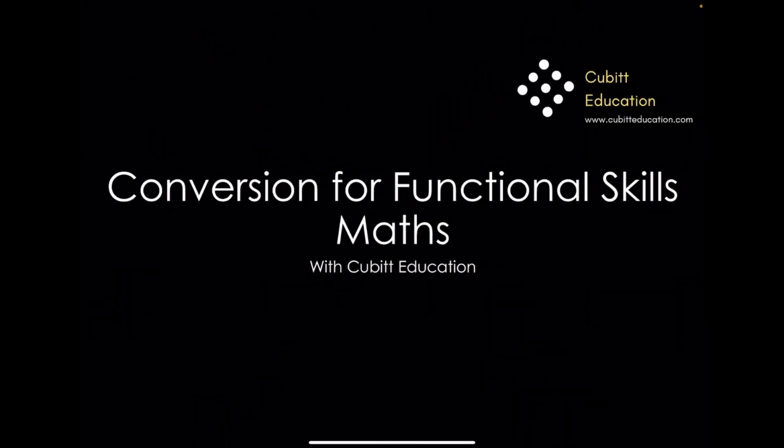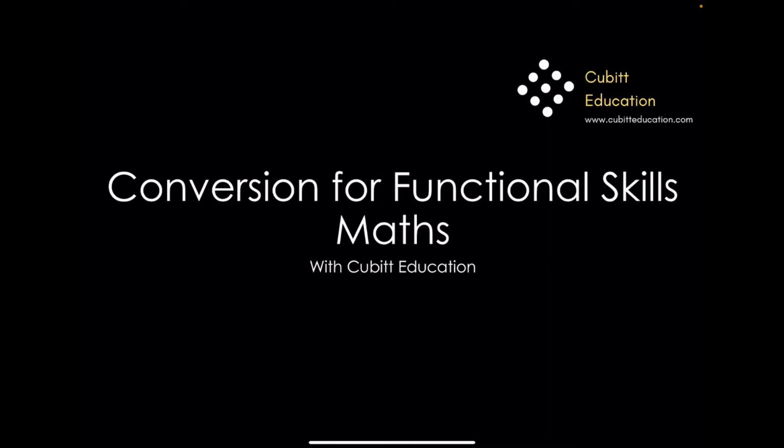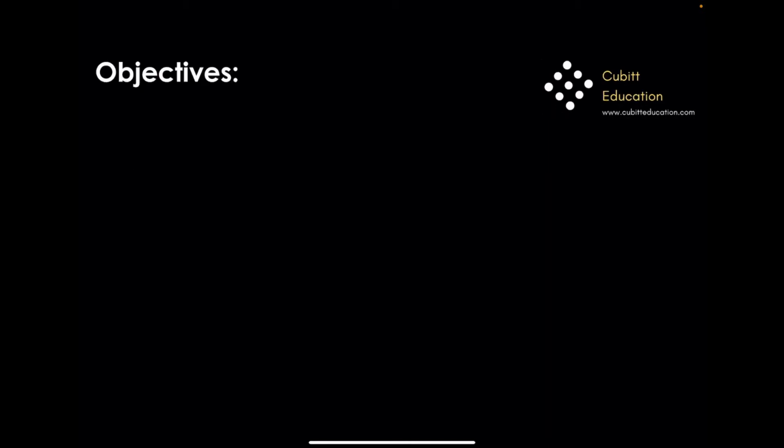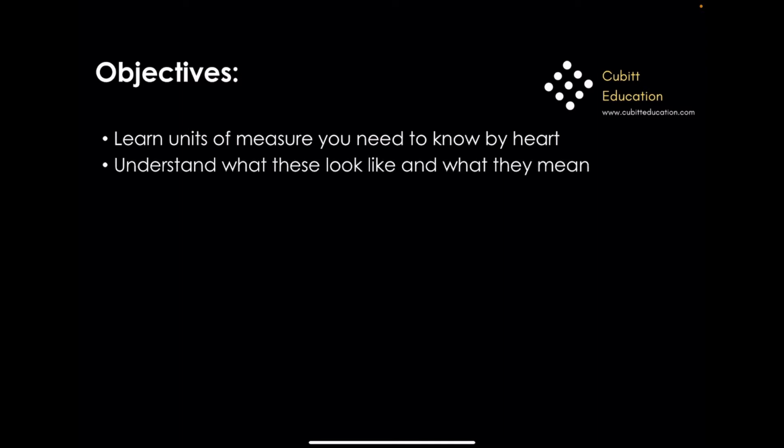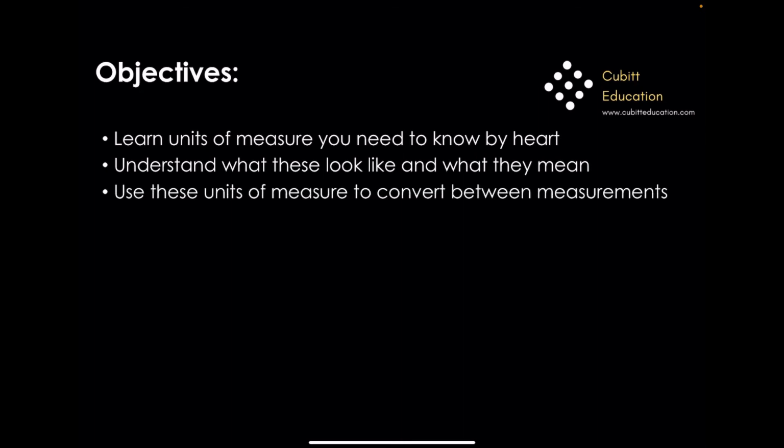Welcome to Cubits Education. In this lesson, we are going to learn conversion for functional skills maths. Our objectives for today are to learn the units of measure that you need to know off by heart and understand what these look like and what they mean. We're going to use these units of measure to convert between different measurements.